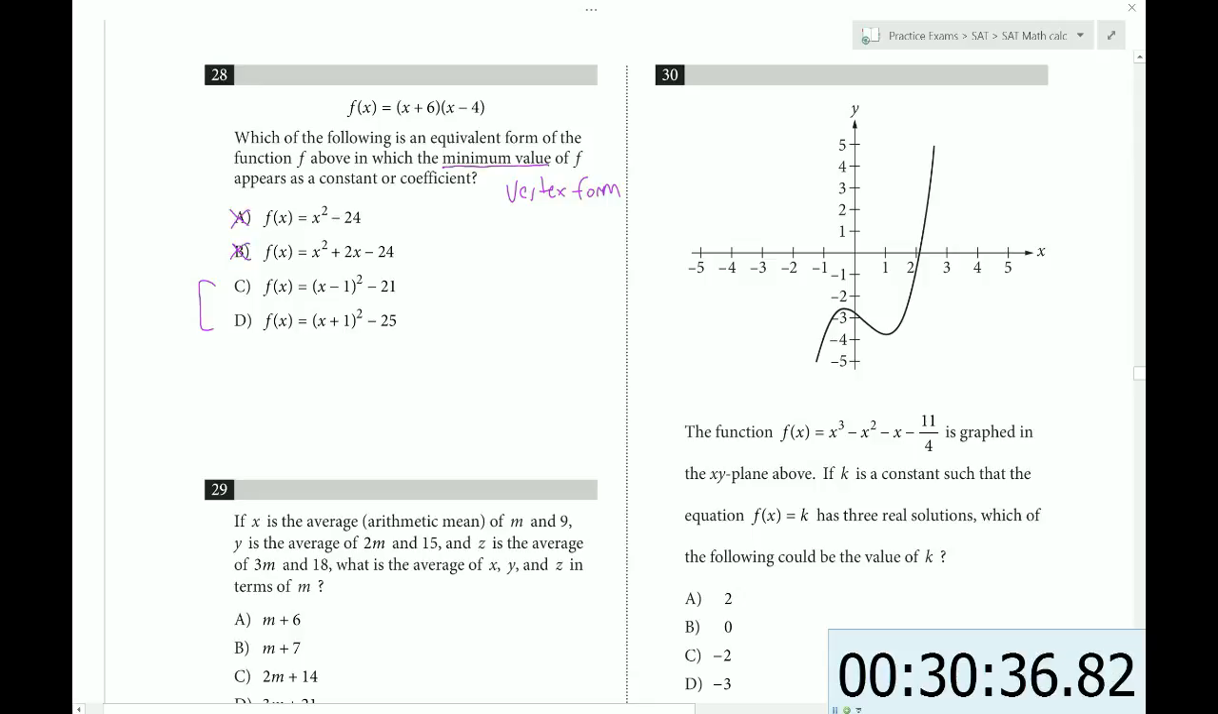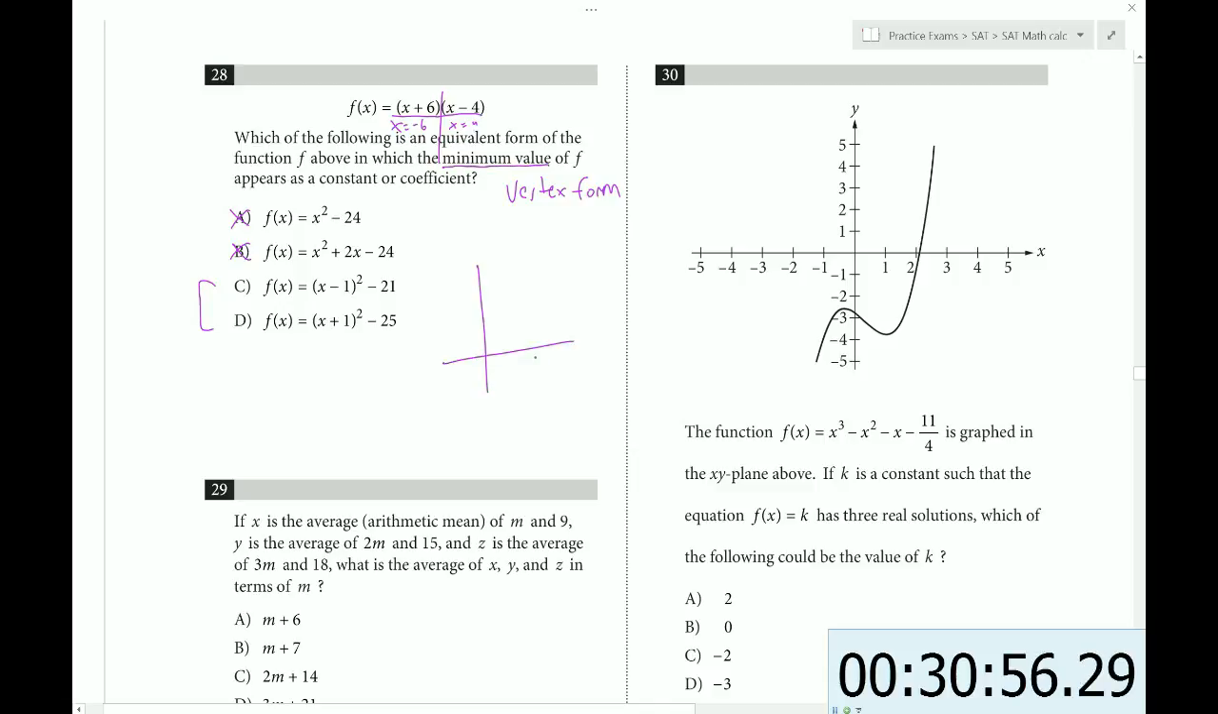The easiest way to find the vertex from a factored form, instead of foiling out and then completing the square, is to just find where the roots are, where the zeros are. So we can continue this doing a t-chart. We would get x equals -6 and x equals 4. We just take the opposite values.